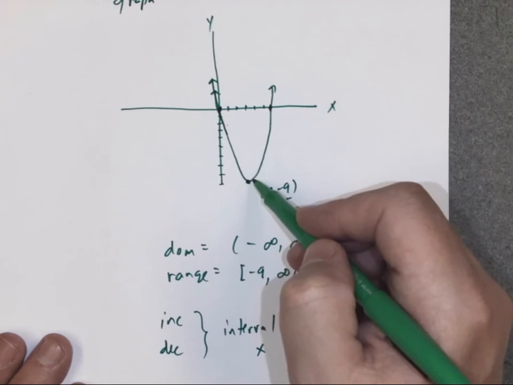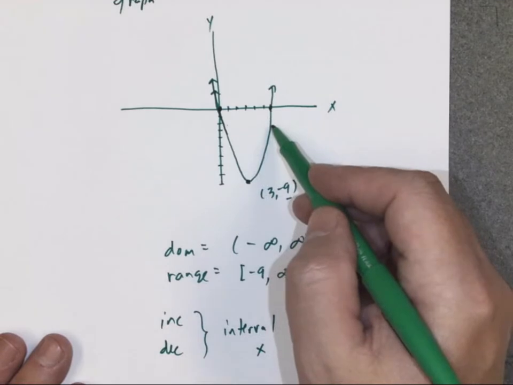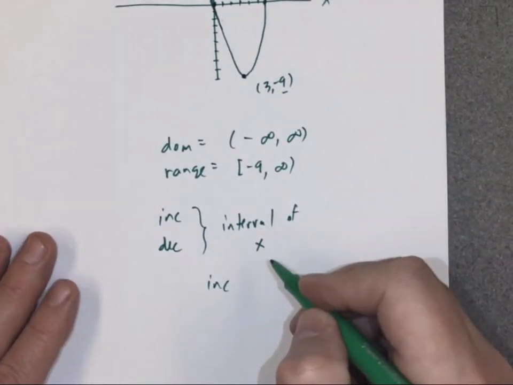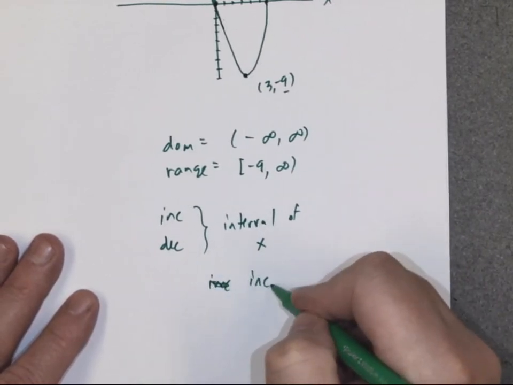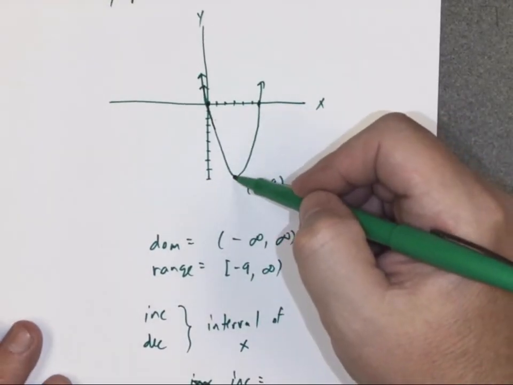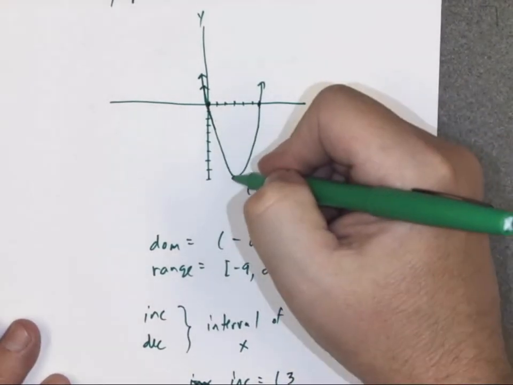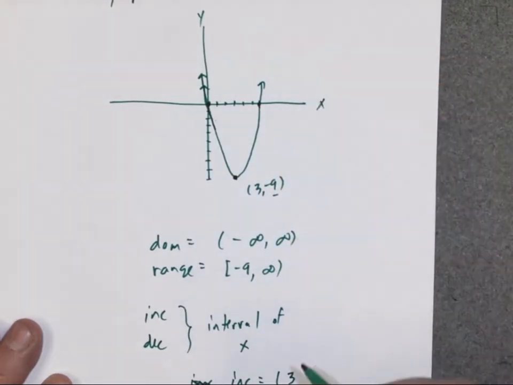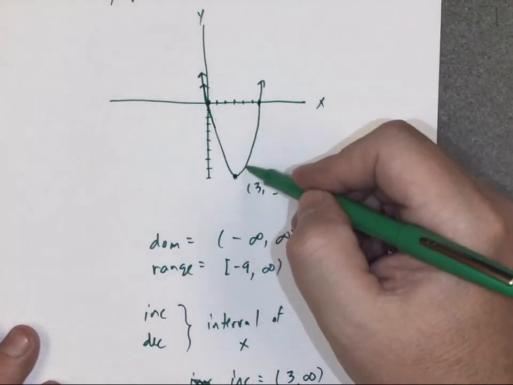And then as we keep moving to the right, as x keeps increasing, all of a sudden you see the function increasing. So for the increasing, for what values of x, increasing first. What are the values of x where this graph is increasing? Well, it starts down here when x is 3, and it increases, and where does it stop increasing? At infinity. This graph increases from 3 to infinity.